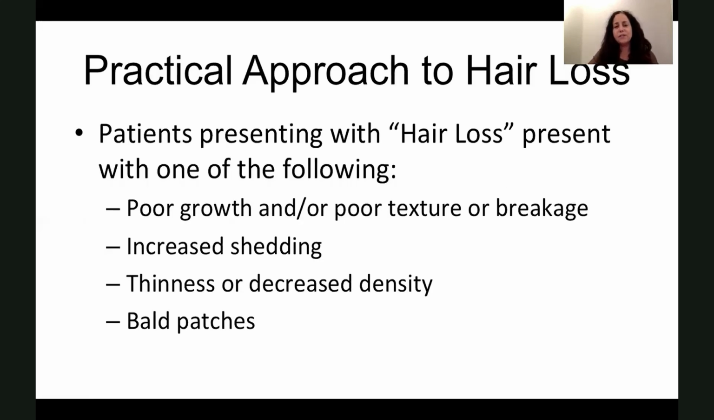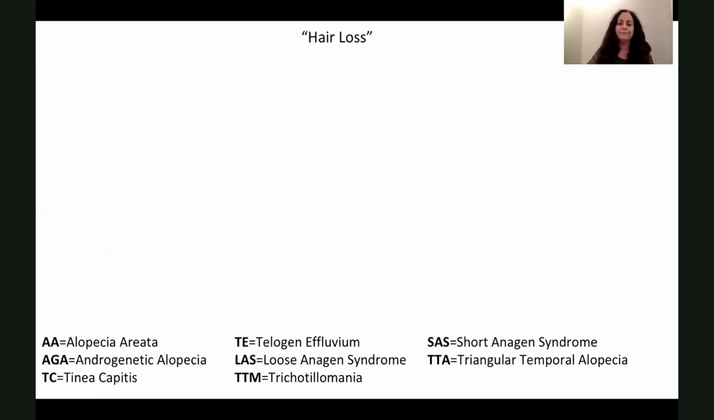The 4 categories that I tend to group this into is, first of all, poor growth or abnormal texture or easy breakage. So these are things that suggest the hair just can't maintain its integrity or doesn't grow very well. The second category is increased shedding. So the patient notices more hair coming out. The third category is they may or may not recall an increased shedding phase, but they do see that their scalp has decreased hair density, or there's a generalized or localized thinness. And finally, actual bald patches. So let's take a look at that in a little bit more detail.